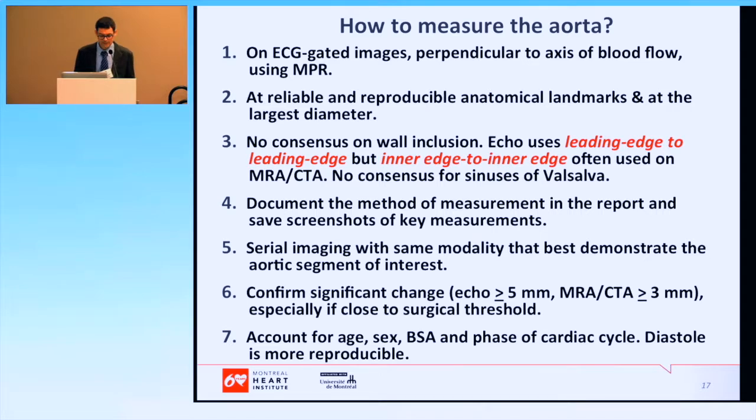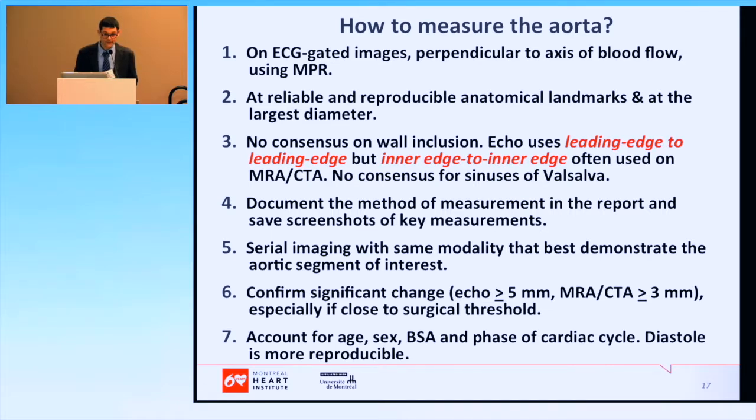There is, sadly, no consensus on wall inclusion, whether you use inner edge to inner edge or leading edge to leading edge. There's no consensus on how to measure the sinuses of Valsalva, but the method of measurement should be documented in the report, and you can even save screenshots of key measurements to make sure that the next imager will know what's been measured.